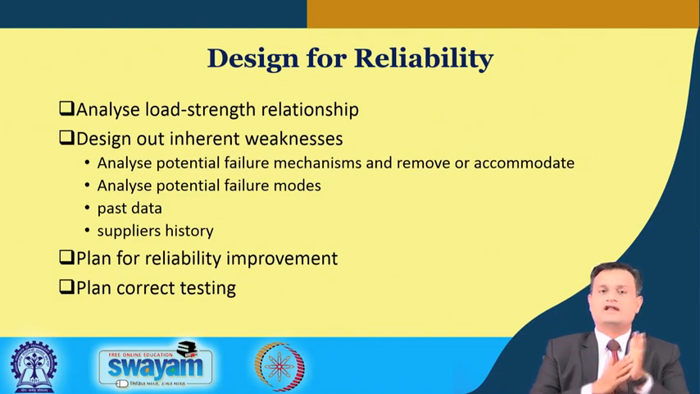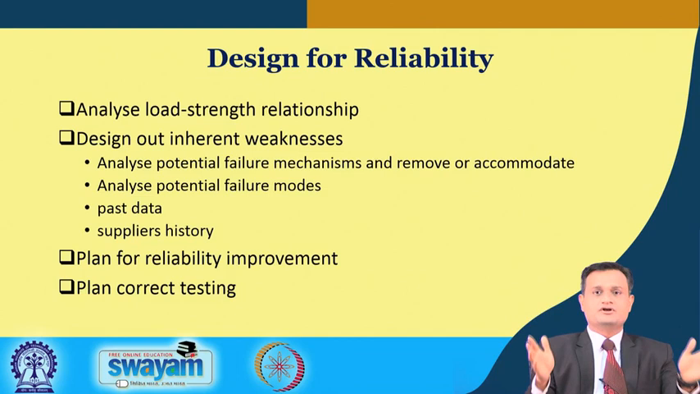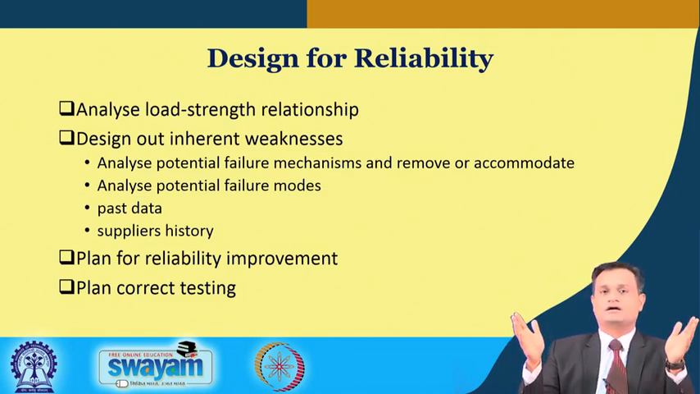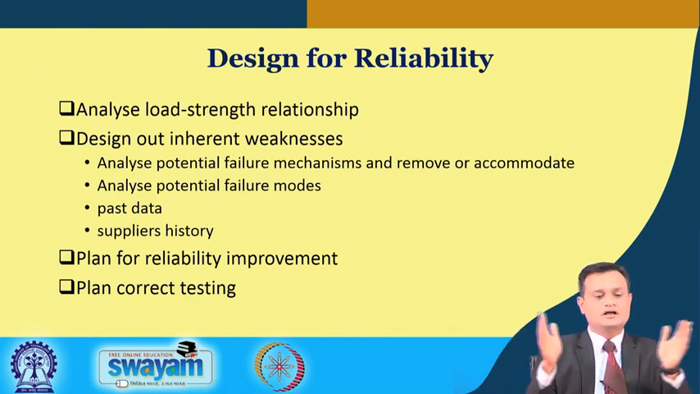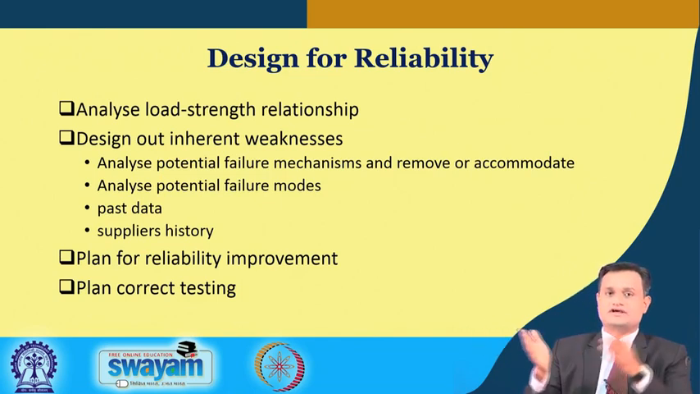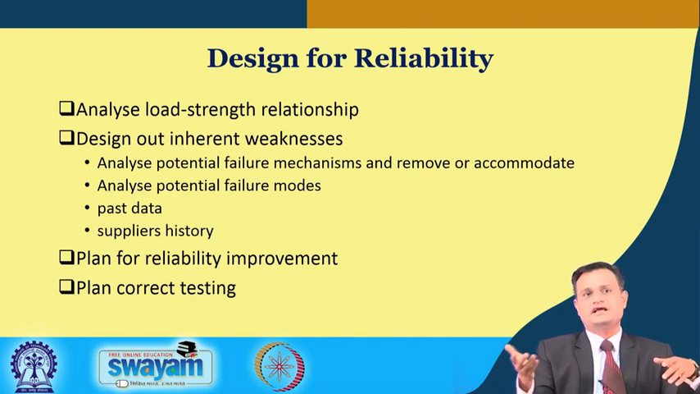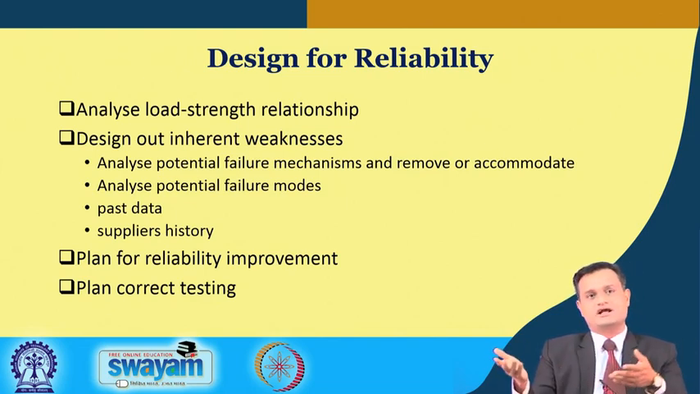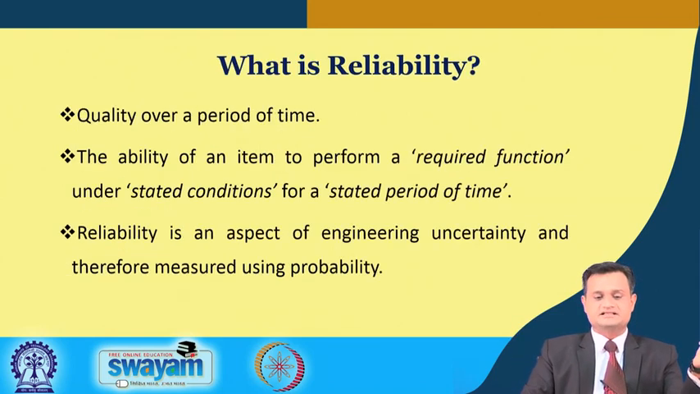We all know reliability is the ability of the equipment or the product to deliver the particular function or performance for which it is manufactured. So it is the analysis of, for example, load-strength relationship, and designing out inherent weaknesses. You use past data, supplier history, and potential failure modes, you can conduct FMEA, and you can plan for reliability improvement right at the design stage.